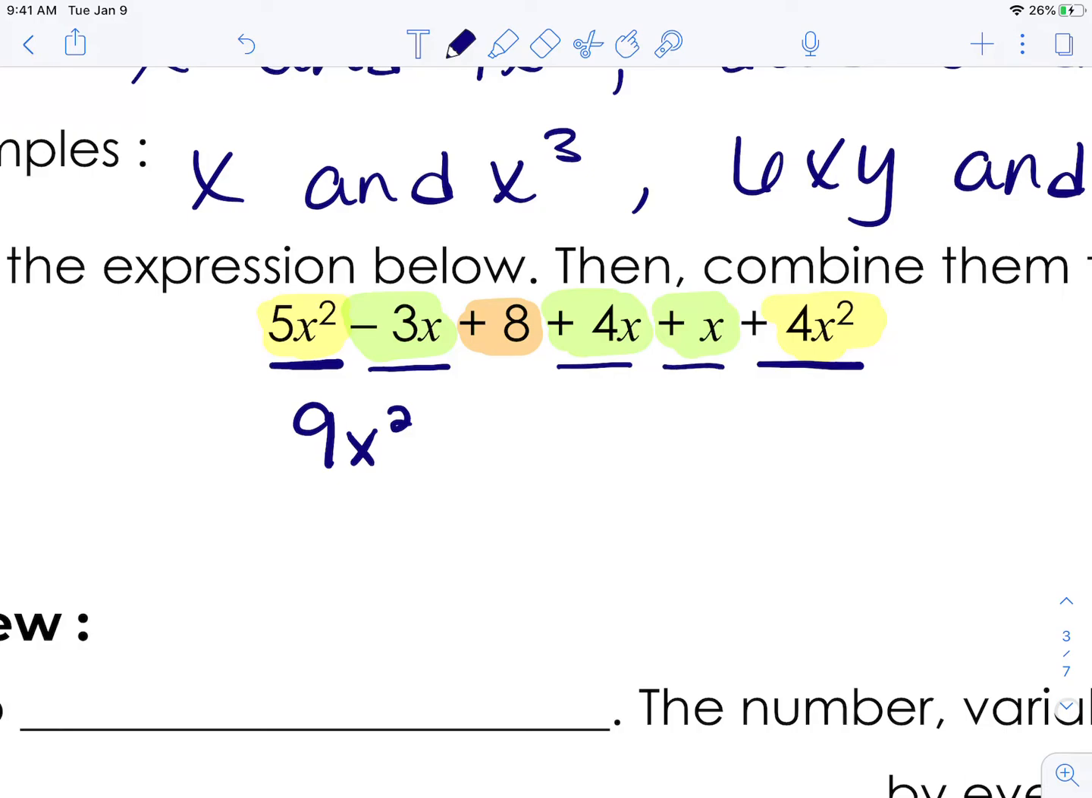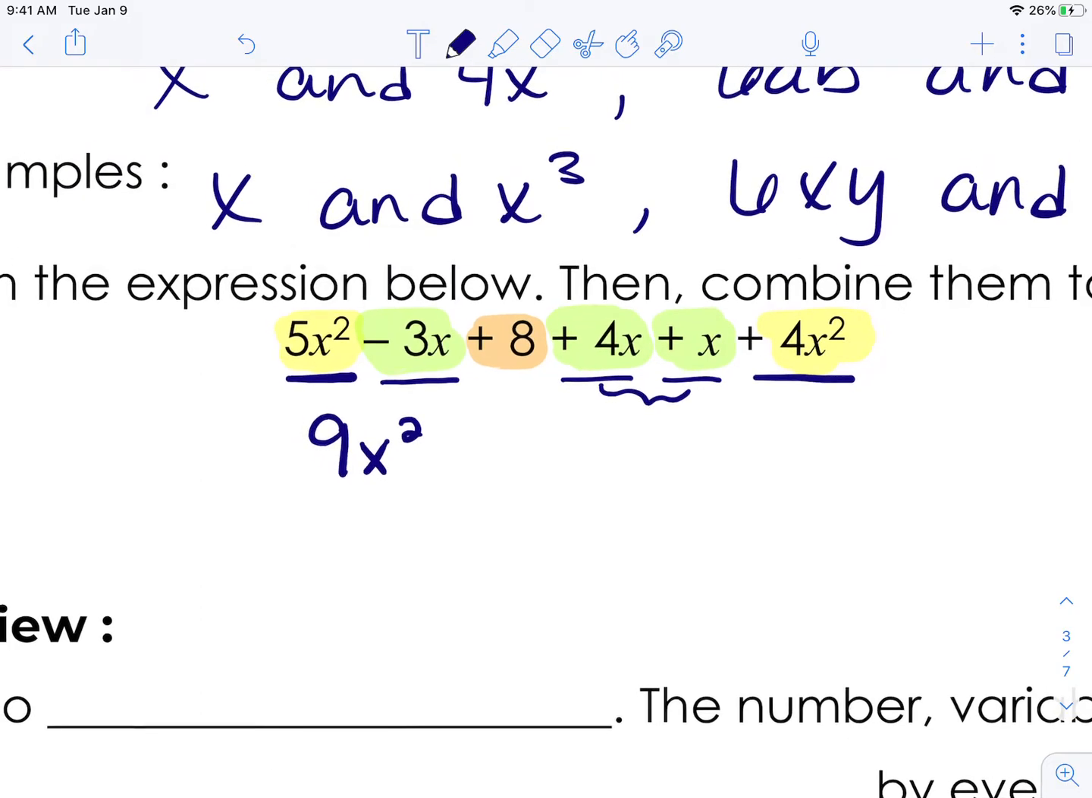So I'm going to combine these in a way that makes sense for me. I'm going to add these two first. 4x plus x is 5x. And then I'm going to subtract the 3x off the end. So 5x minus 3x is positive 2x. And then this plus 8 right here doesn't combine with anything, so it's just going to be plus 8.